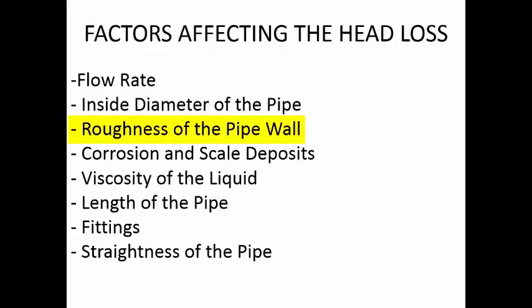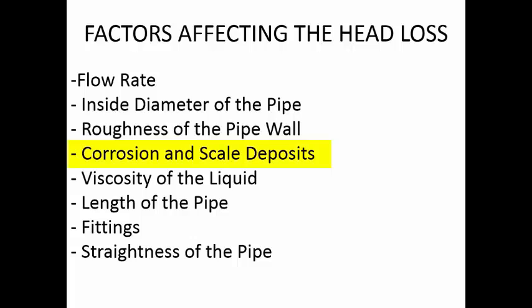The next one is the roughness of the pipe wall. If the inside surface of the pipe is very rough, then definitely there is going to be more friction or there will be more turbulence in the flow. If there is more turbulence, then the losses also are going to increase.